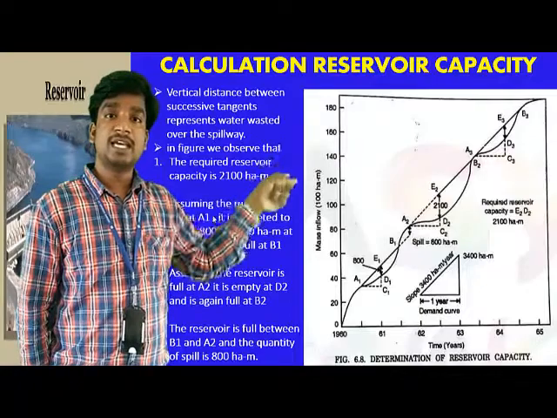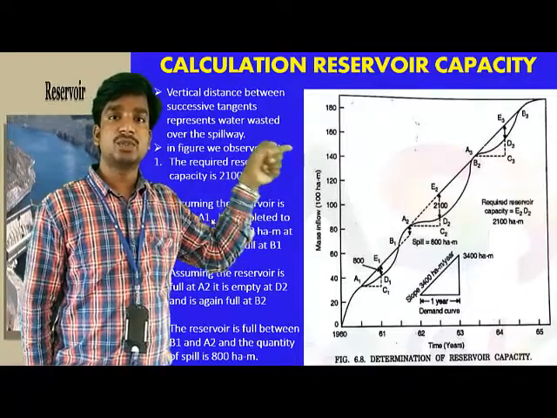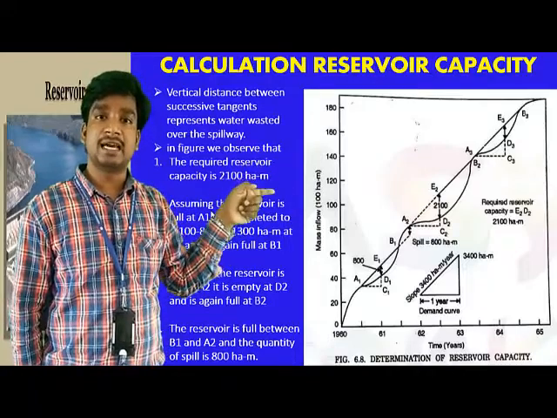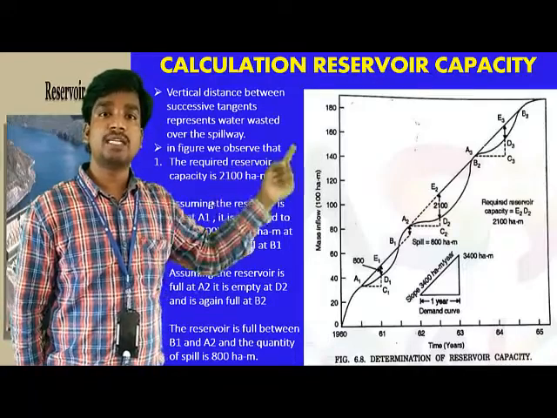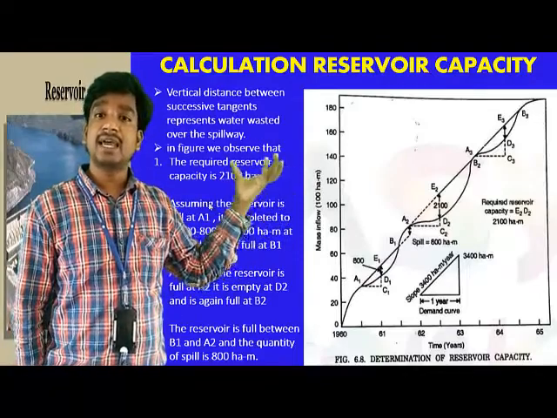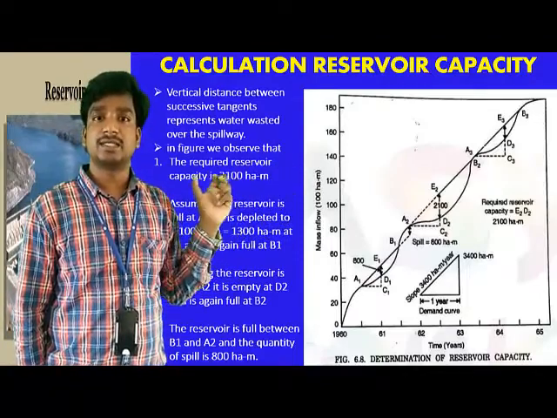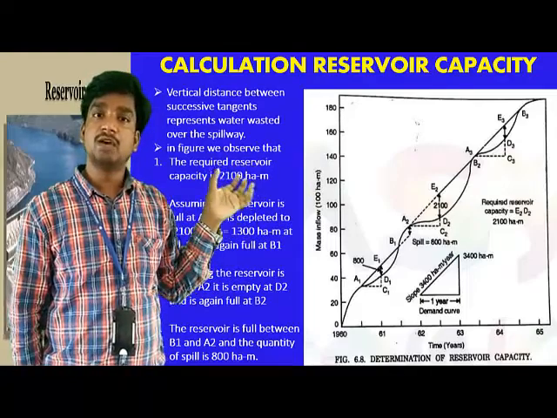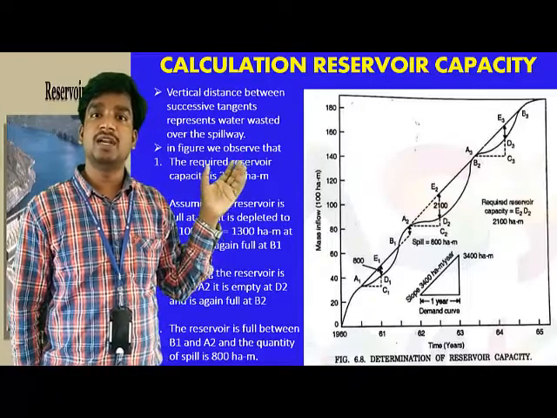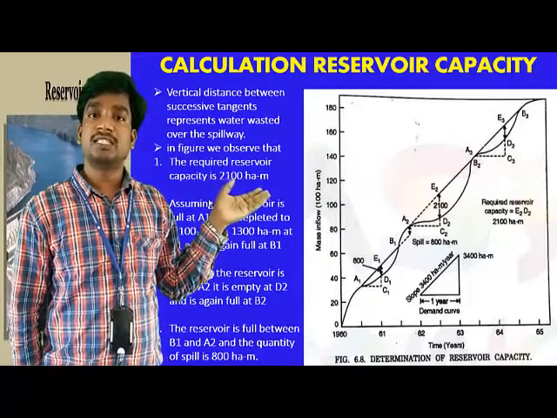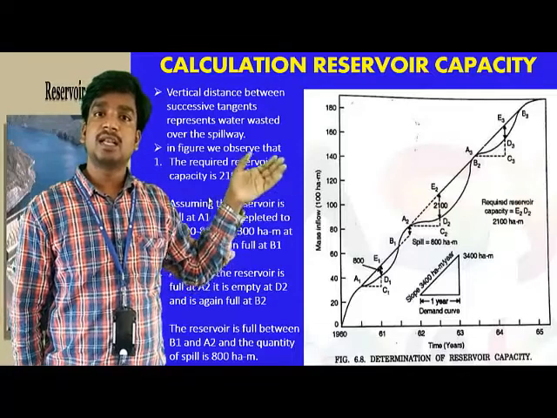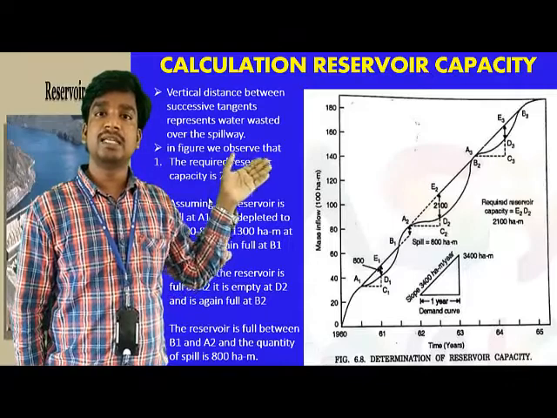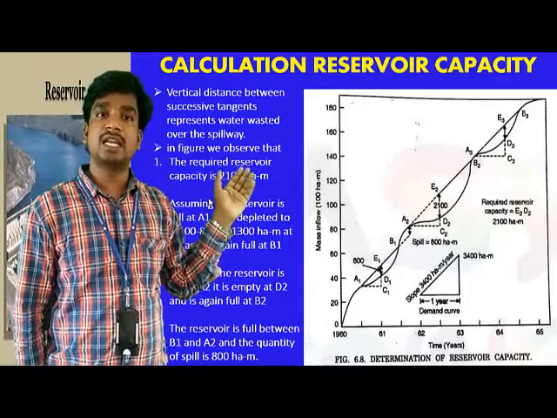Here the vertical line indicates the vertical difference between the first tangent and the second tangent. That vertical difference indicates that there is a spill of water. What is that amount of water? It is 800 hectare-meters. Now let us assume the reservoir is full at A2, after filling at B1 and spilling the water. Again, let us assume there is a depletion of water, and water levels gradually reduce.